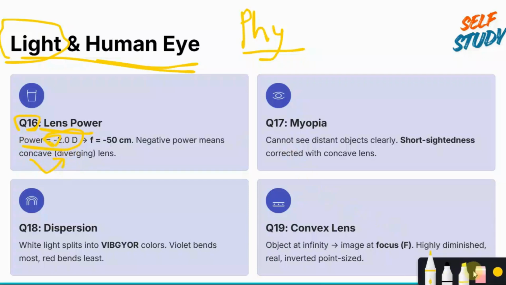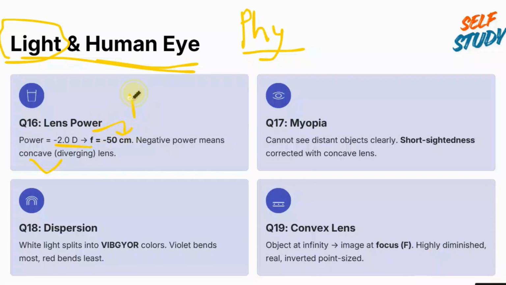If power is minus 2D, focal length is minus 50 centimeters. From this formula, D is equal to 1 by F. If we want it in centimeters, it is 100 by F.